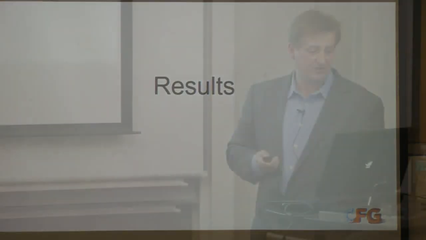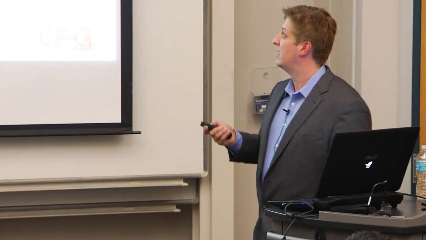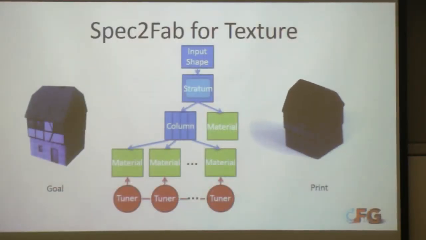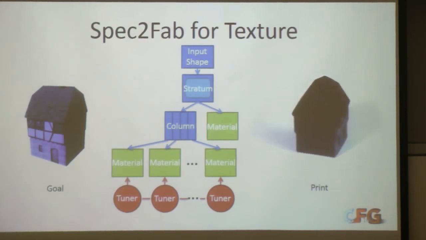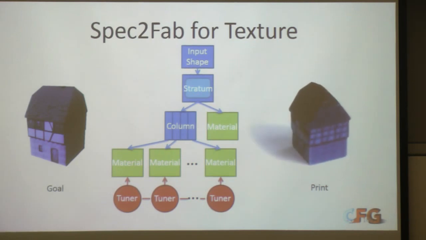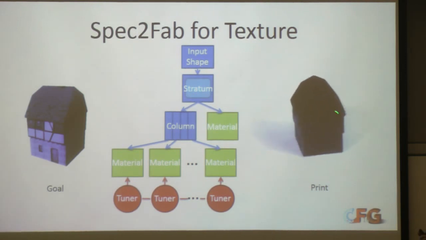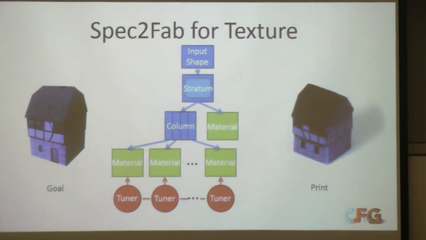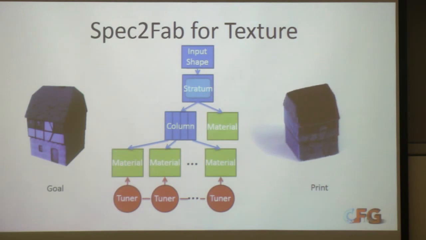I would like to show some results. I'm going to start with something very simple, something very basic. So this is a spec to fab for texture. This is something very, very basic, right? Our goal in this case is, given a texture, we are inputting a given geometry and a texture, and we would like to obtain a material, a print that has this given appearance and geometry. So the tuner network and the reducer tree looks like this, so it's fairly simple.